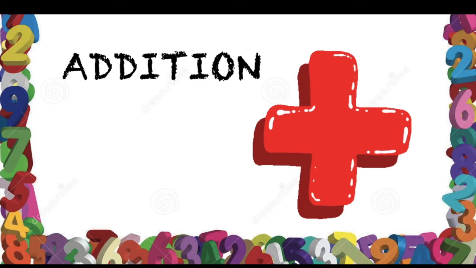What is the symbol here? The symbol here is the addition symbol. This symbol we use when we add. Without using this symbol, if you add, it becomes wrong. So whenever you do addition, you should always use this symbol. This symbol implies that you are adding the particular numbers.